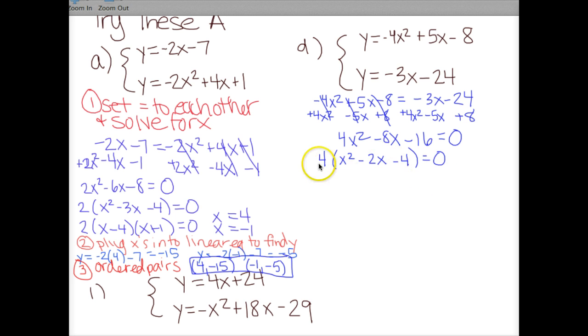So this one is not factorable because when I look at it, I see that there's nothing that multiplies to negative 4 that adds to negative 2. So that means I need to choose either completing the square or the quadratic formula. It is up to you. Because b is even, I'm going to choose completing the square, but that's up to you.